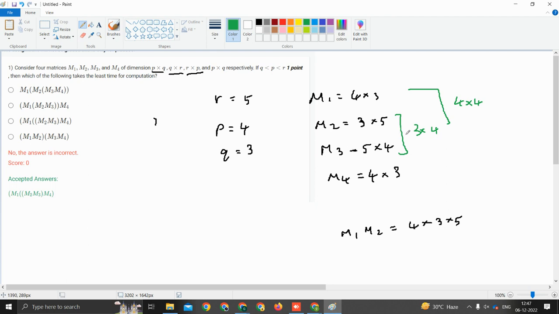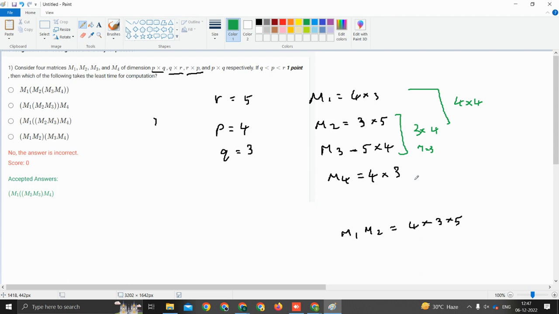Wait, my question is, are you multiplying this M23, let's call it M23, with M1 or M4? What's next? If we want to multiply M1, then we multiply it on the left side. And if we want to multiply M4, then we should multiply it on the right side. Correct, you're right. So what are you doing for this question?